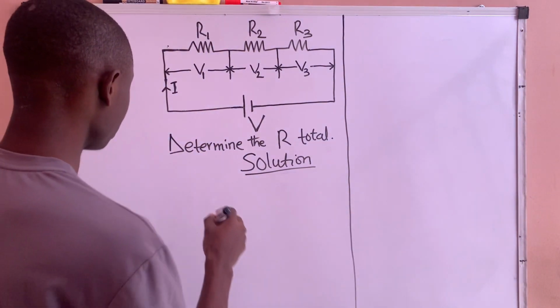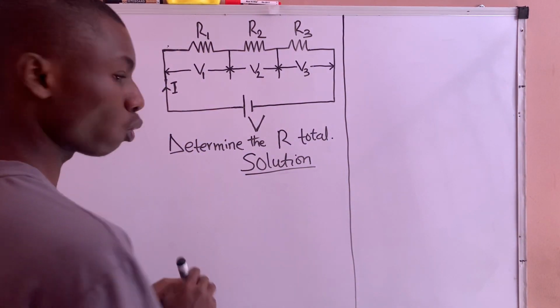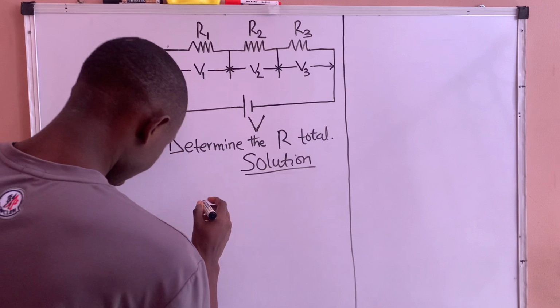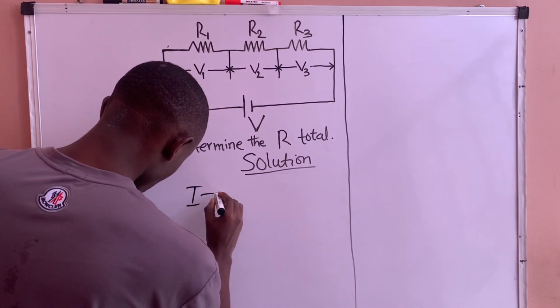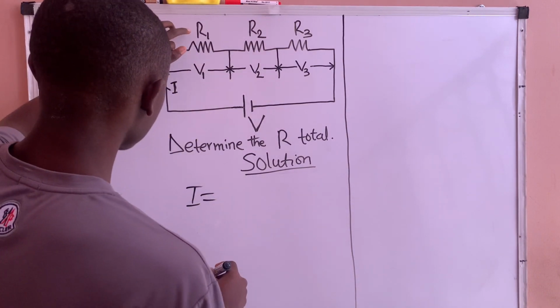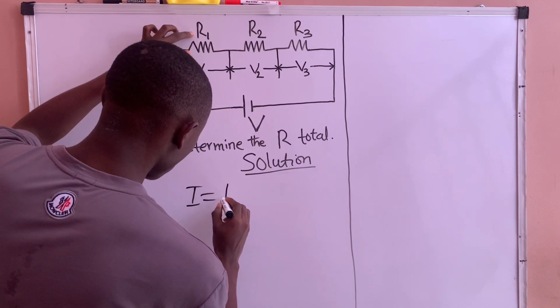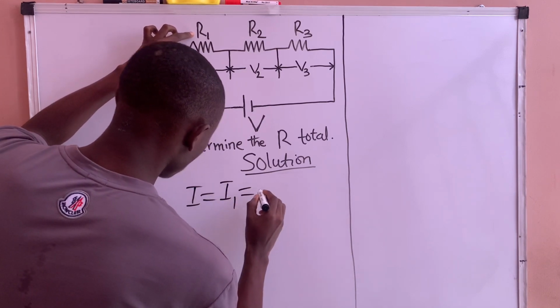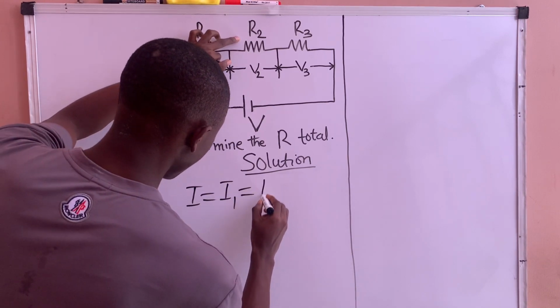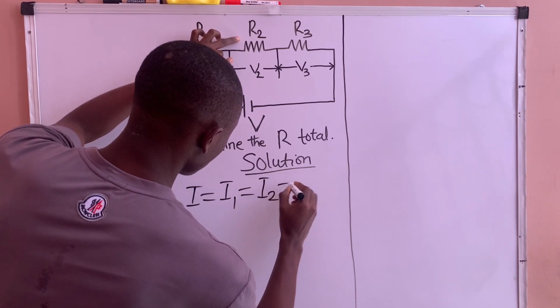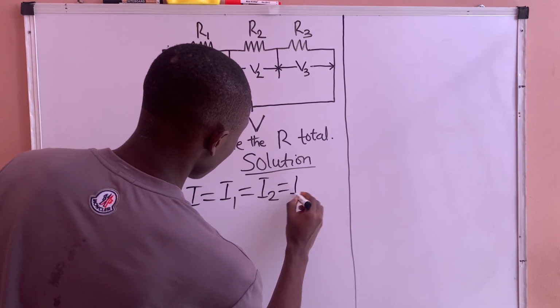So with that statement, since the current is the same throughout the network, I will be equal to the current that will flow through resistor R1, which will be I1, equal to the current that will flow through resistor R2, which will be I2, and the current that will flow through resistor R3 will be what? I3.